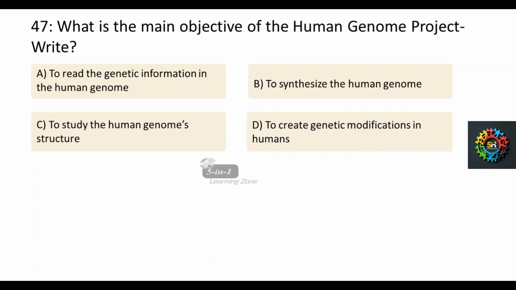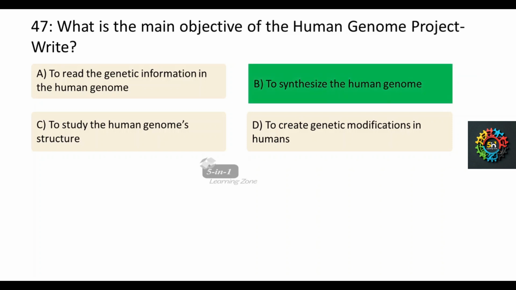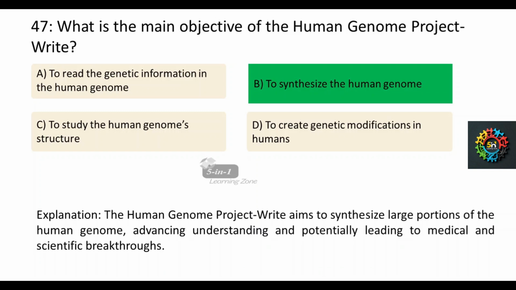47. What is the main objective of the Human Genome Project Right? Answer: B. To synthesize the human genome. Explanation: the Human Genome Project Right aims to synthesize large portions of the human genome, advancing understanding and potentially leading to medical and scientific breakthroughs.